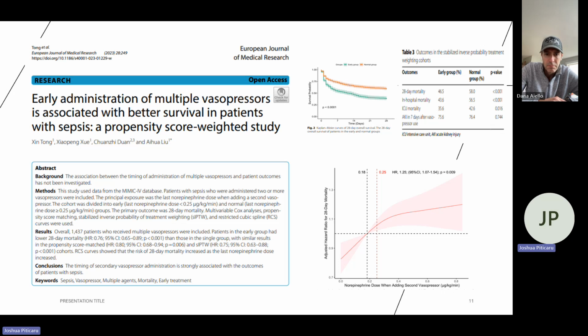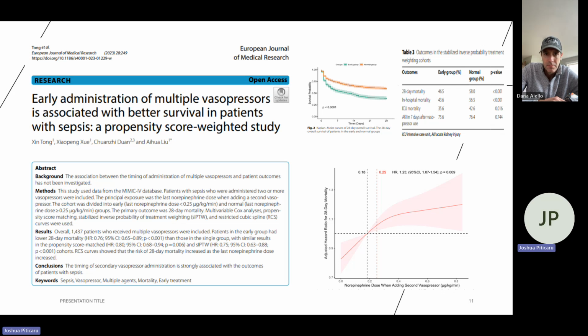Okay, and then you can see here the 28-day mortality and in-hospital mortality. It was statistically significant as well, in terms of early group versus normal group. There was a decrease in mortality in these patients. They did not see much change in terms of AKI in 7 days after vasopressor use between the early group and normal group. That's something to mention here.